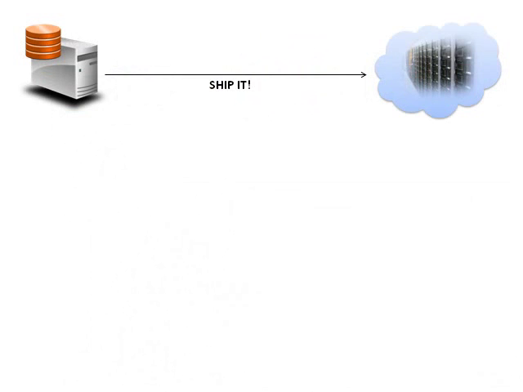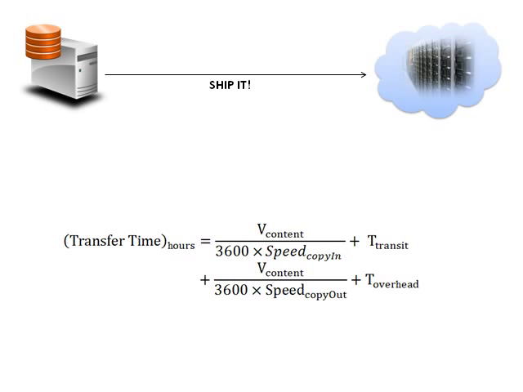So let's look at option 2, that is copying the data into a set of drives and then shipping those drives to the cloud provider. It turns out that you can express the time that you would take to move data in this manner using a neat little equation like so. In this equation, the data transfer time is effectively the sum of the time required to copy data into the storage appliance, the time required to copy data out of the storage appliance at the destination, and then the shipping and overhead times.